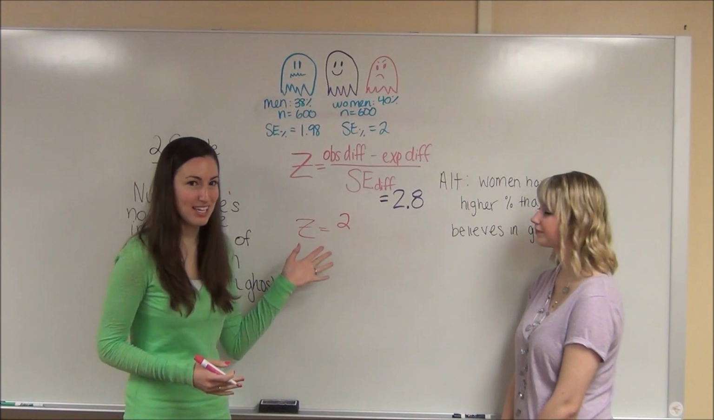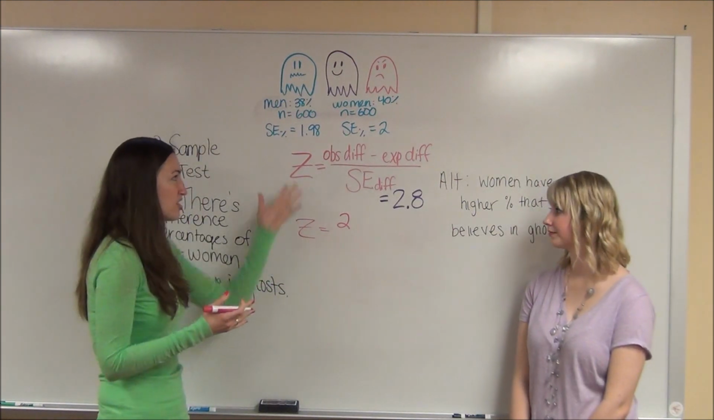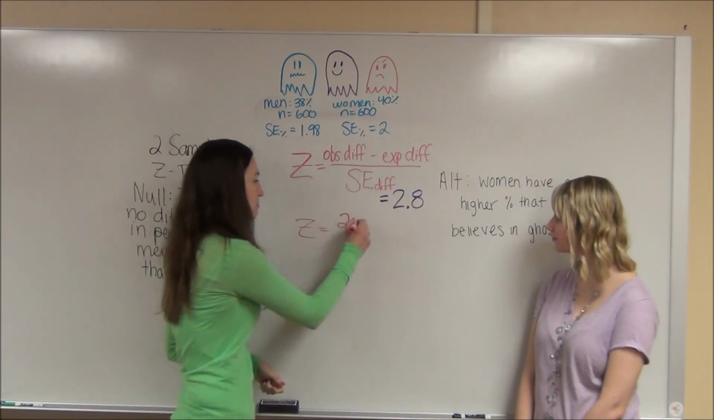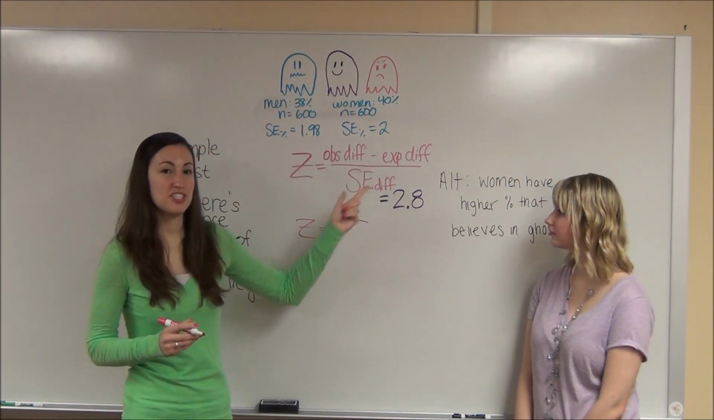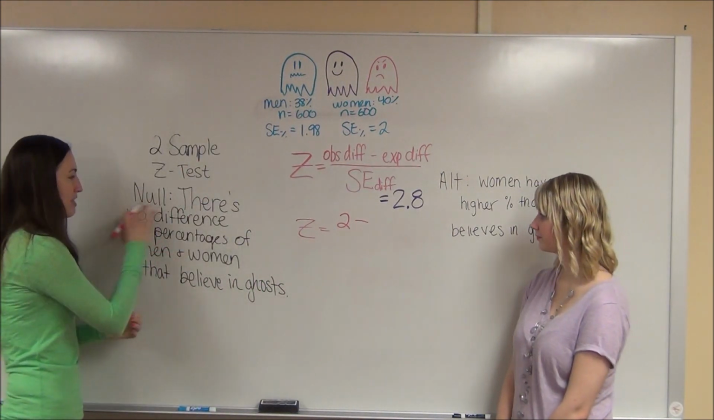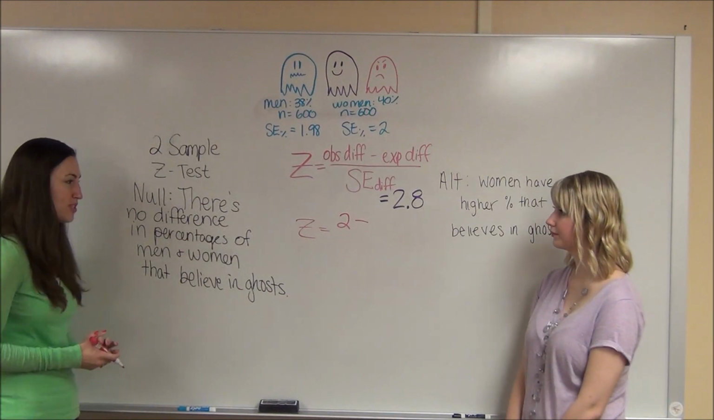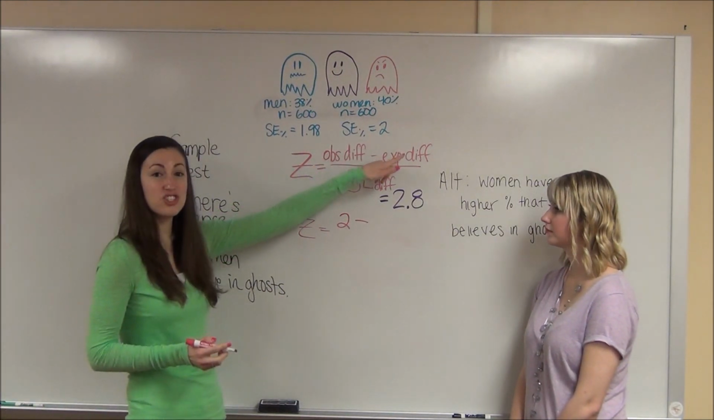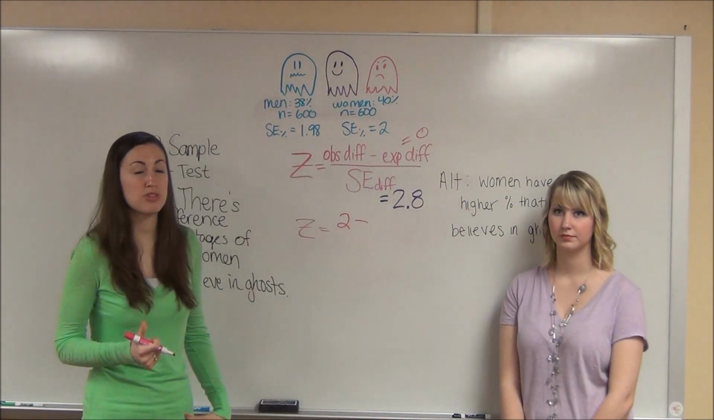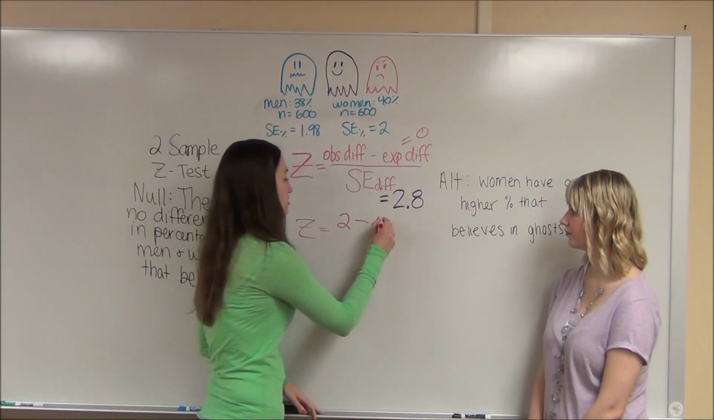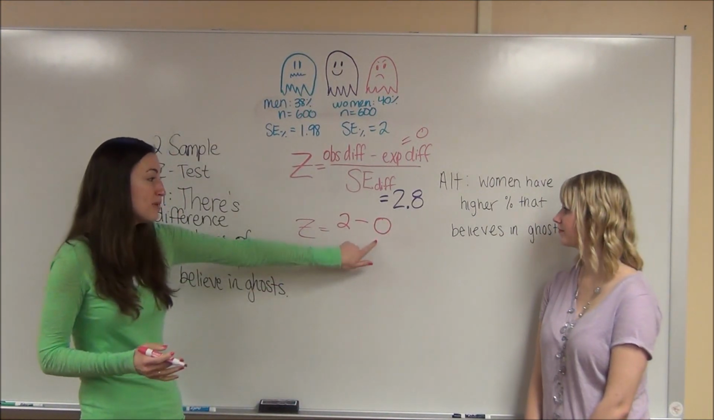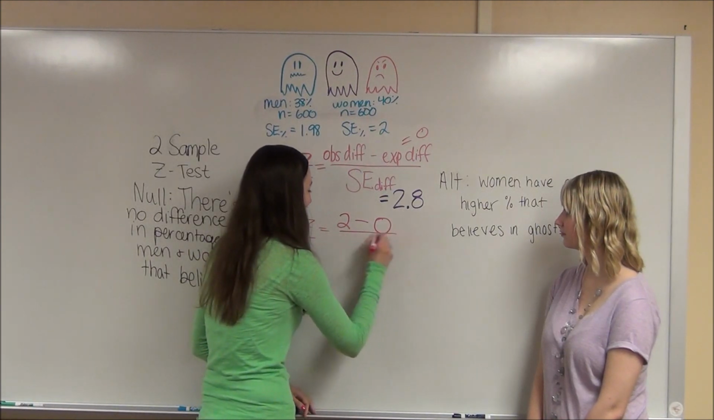You're going to get the exact same p-value, so it doesn't actually matter if you do the positive or negative. I just like positive, so I'm going to keep it as 2, minus our expected difference, and that's what we'd expect under the null hypothesis. Looking at our null hypothesis, it says that there's no difference in percentages. This is always going to be 0. Always, no matter what problem you're doing with the two-sample z-test, our expected difference is always 0 in Stat 100. So I have 2 minus 0 divided by 2.8.